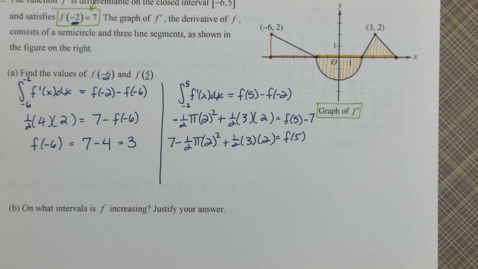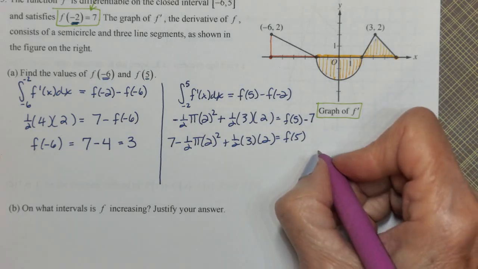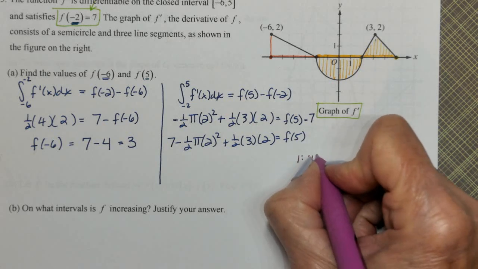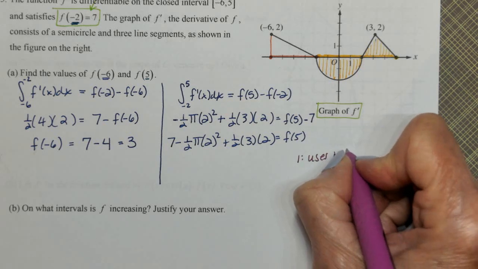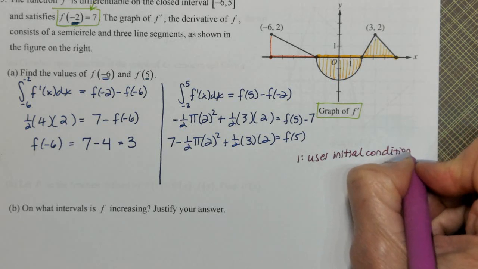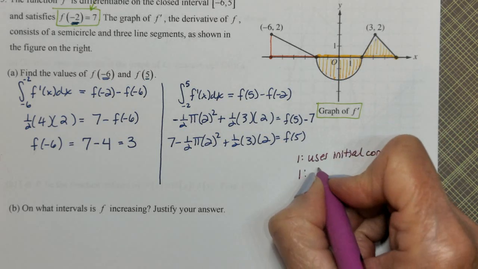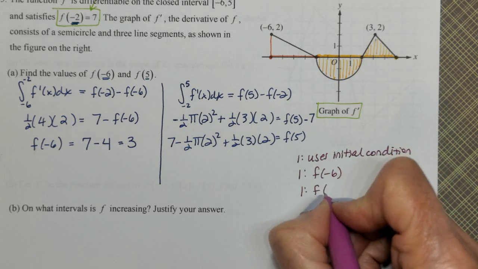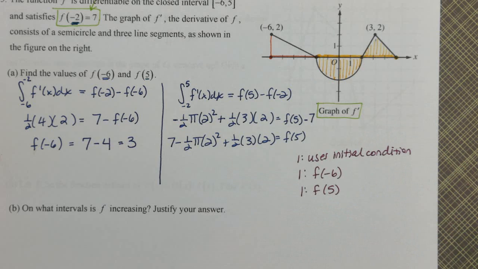Okay, the way this was scored this year was, this whole thing was worth 3 points. 1 point for uses initial condition. 1 point for the answer to f of -6, 1 point for the answer to f of 5. Okay?